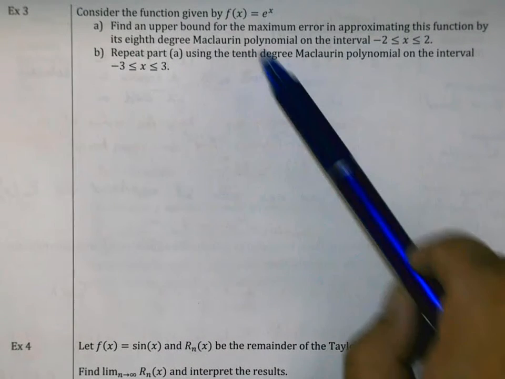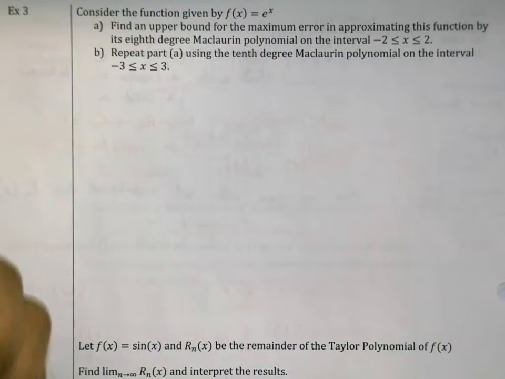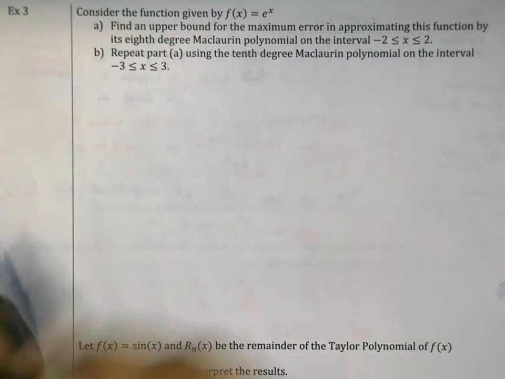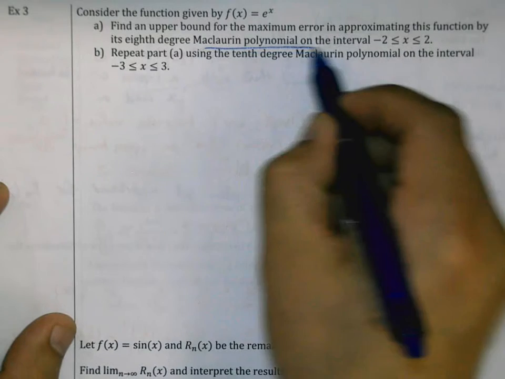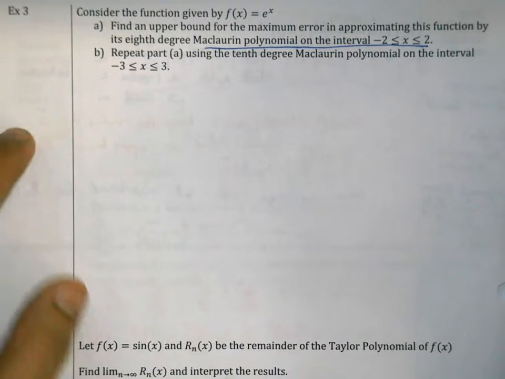We will now consider this function, f of x equals e to the x. I've considered it, and we want to find an upper bound for the maximum error in approximating this function by its 8th degree Maclaurin polynomial on the interval -2 to +2.